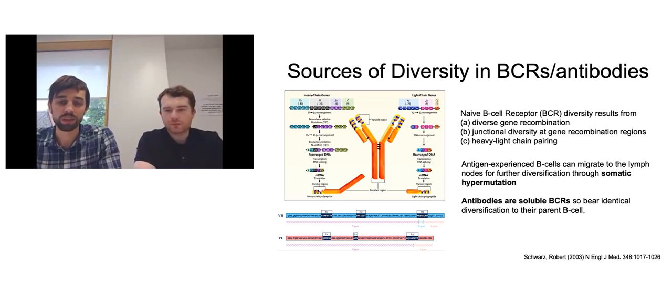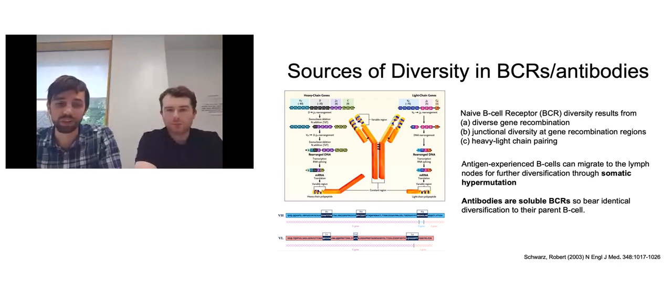So even in the naive repertoire, there are a lot of diversification mechanisms going on that lead to 10 to the 10, 10 to the 12 or more in terms of the specificities. And then once an antigen is recognized, the B cell migrates to lymph nodes, changes to another type of B cell, and can undergo somatic hypermutation. There we can get mutations all throughout the sequence, in the CDR loops, or the loop regions that are most proximal to the antigen, typically in this event. And this has an impact on the specificity as well.